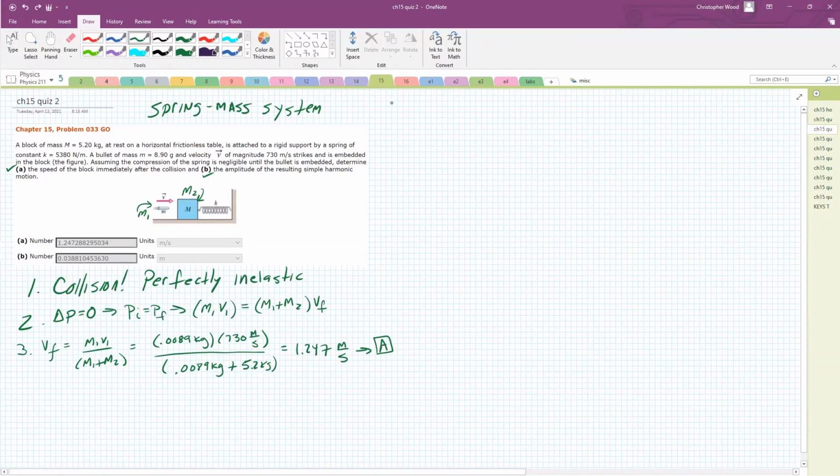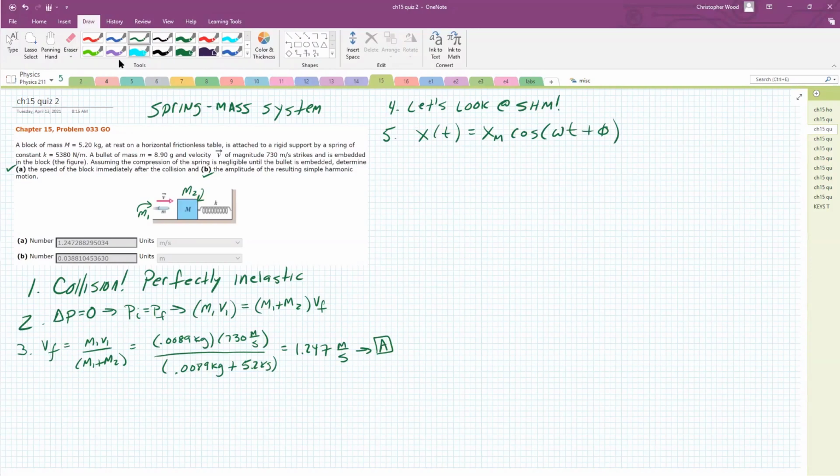So number 4, let's look at simple harmonic motion. All right, so I'm going to start with this. Here's a displacement function. I talked about this previously. This was my guess, and it turns out this was an informed guess, and it turns out this guess was correct. So this is what we're using for displacement.